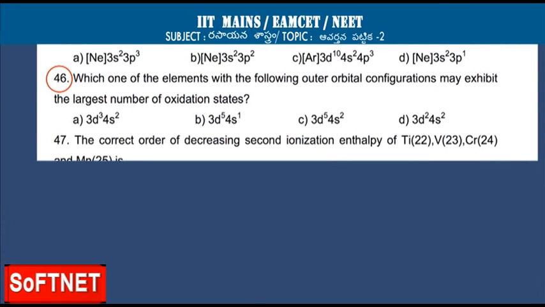For d block elements, oxidation state is due to the loss of outermost s electrons as well as the penultimate d electrons. Hence, the correct option is C. Here a total of 7 electrons can be lost. Therefore, largest number of oxidation states can be observed in the case of C.